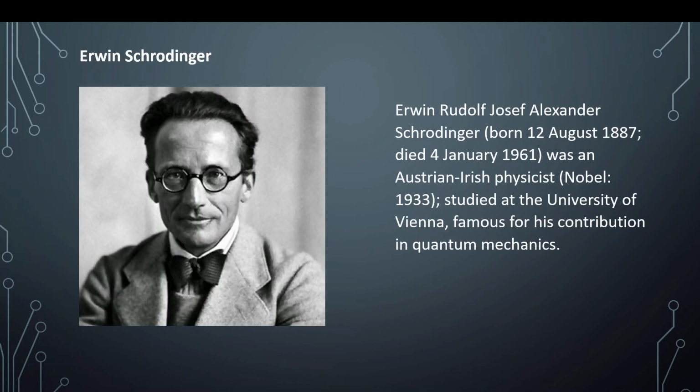About the celebrated scientist Erwin Schrodinger himself, his full name Erwin Rudolf Josef Alexander Schrodinger. He was born on August 12, 1887, and lived up to January 4, 1961. He was an Austrian-Irish physicist, Nobel laureate of 1933. He studied at the University of Vienna and is famous for his contribution to quantum mechanics.